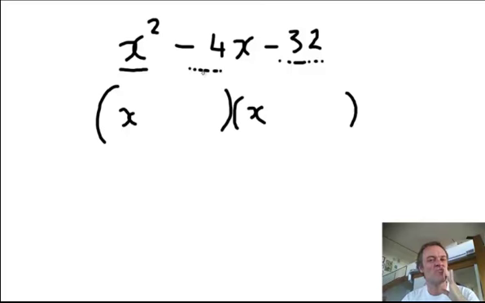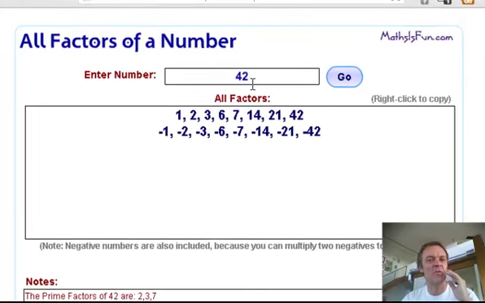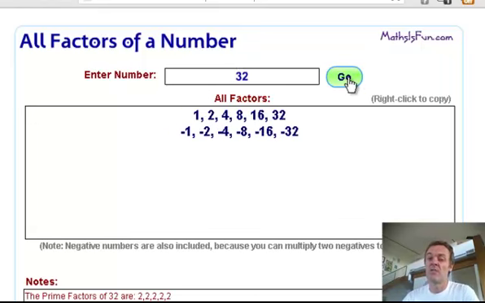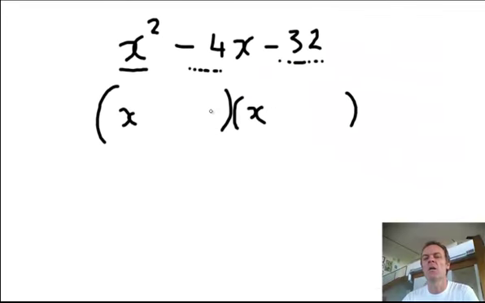You go 32, quick, you go quick, I don't know, you go 32, go. Right, 1 times 32, 2 times 16, 4 times 8. And hopefully you go, oh, right, I want more negatives to get negative 4 when I add. Okay, that's negative 8 and positive 4. And again, that's the answer, because negative 8 times 4 is negative 32. Negative 8 plus 4 is the negative 4.